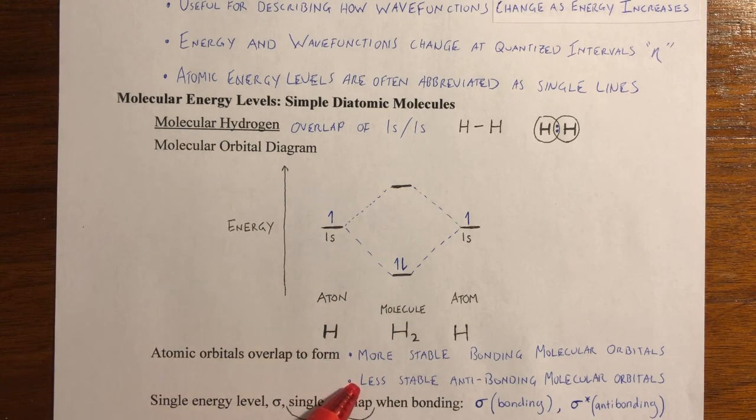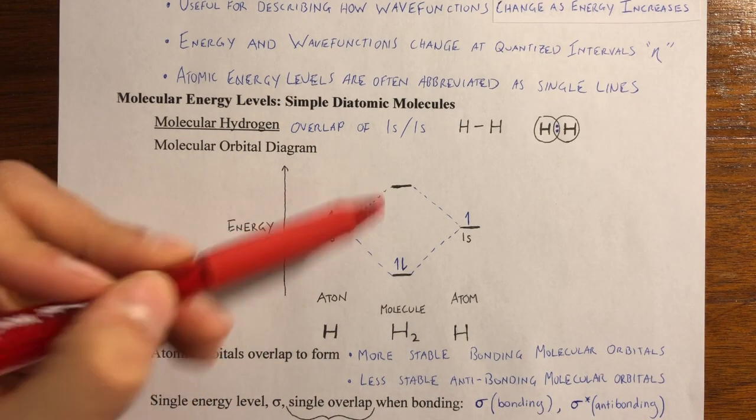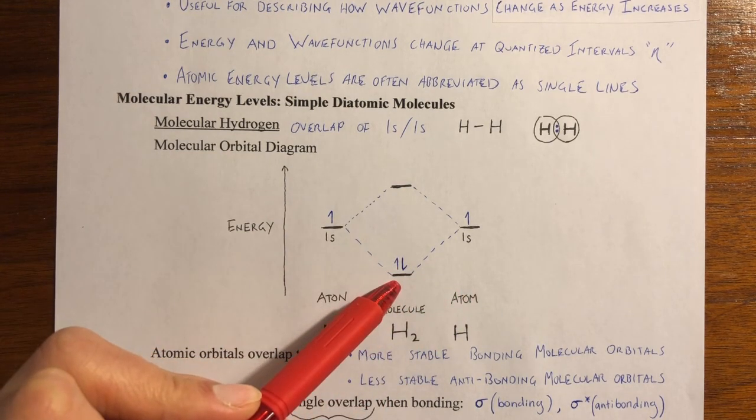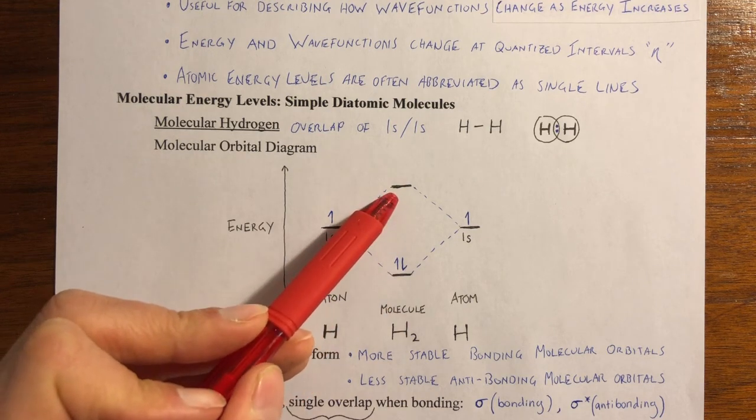Simultaneously, as a result of that overlap, we also create a less stable antibonding molecular orbital. So that's up here. The atomic orbitals on the left and right overlap to form a molecular orbital here, where there are 2 electrons, and an antibonding molecular orbital where there are no electrons.